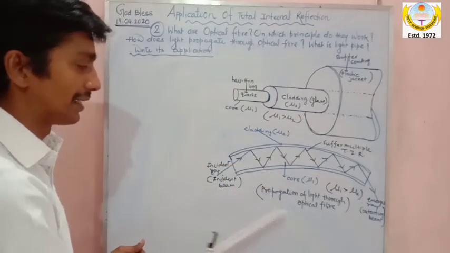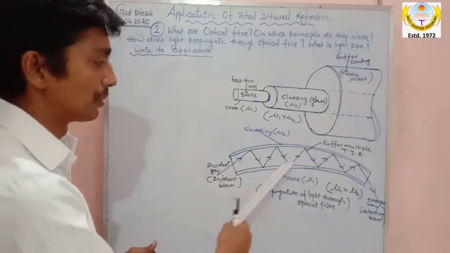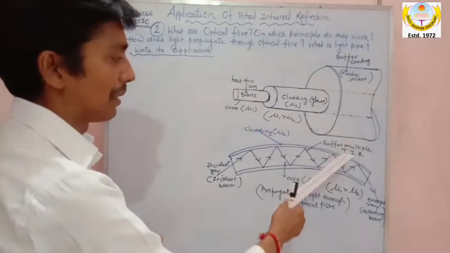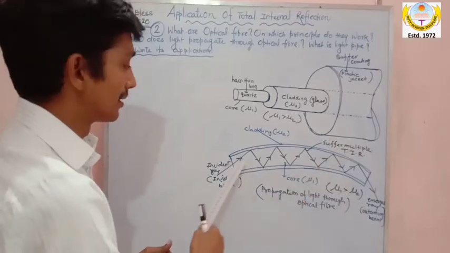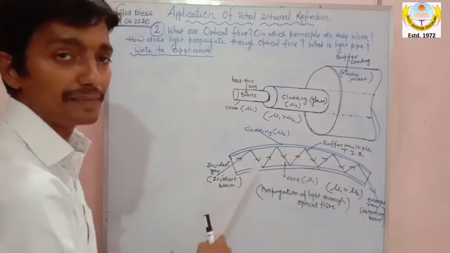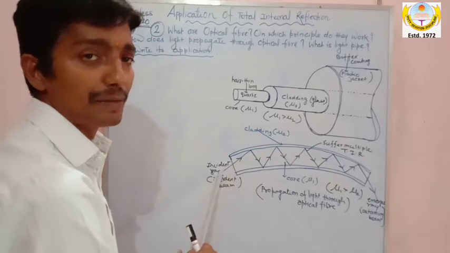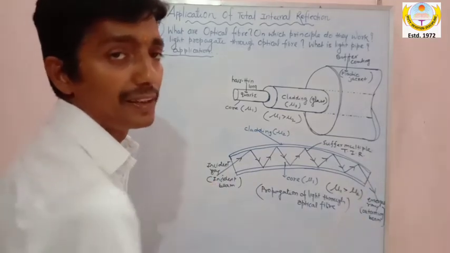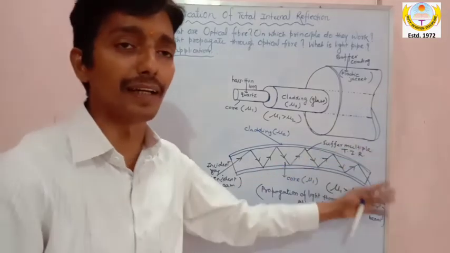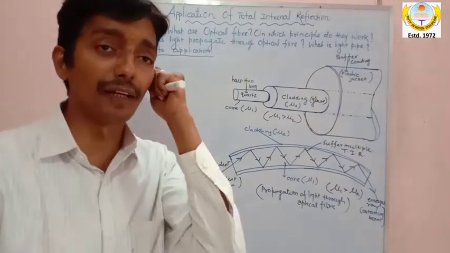I have shown this in the diagram, where I have written propagation of light through optical fiber. While light propagates through the optical fiber, a very important thing is happening: multiple total internal reflections take place from the incident side to the emerging side. The optical signal gets transmitted from one end to the other without any loss of intensity. This is what happens in telephone conversations.